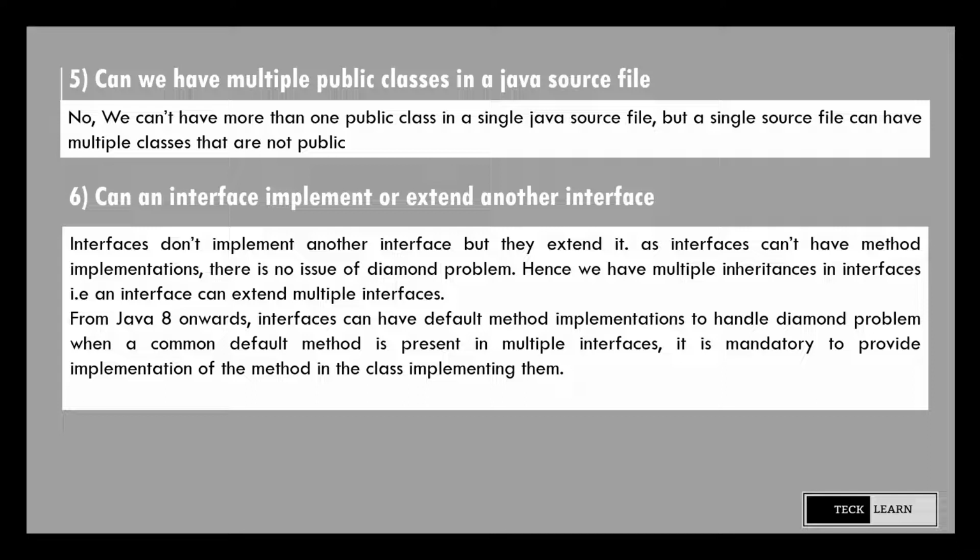From Java 8 onwards, interfaces can have default method implementations. To handle the diamond problem, when a common default method is present in multiple interfaces, it is mandatory to provide an implementation of the method in the class which is implementing them.